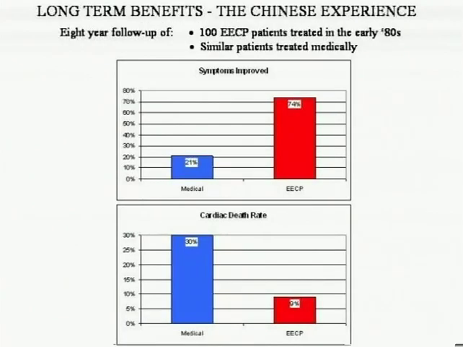In China, 8-year follow-up of 100 patients treated with ECP versus similar patients treated medically. Symptoms remained improved at 8 years in 21% of the medical therapy only group, 74% medical therapy plus ECP. Death rates 30% with medical therapy, 9% with ECP. Now in China, if you're treated with ECP, you'll receive a periodic booster.